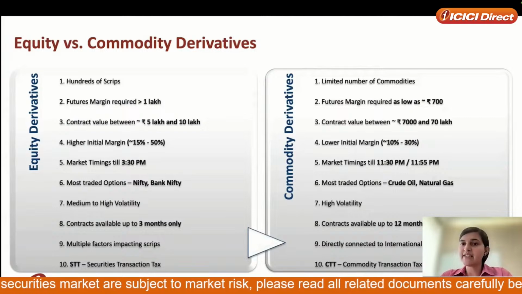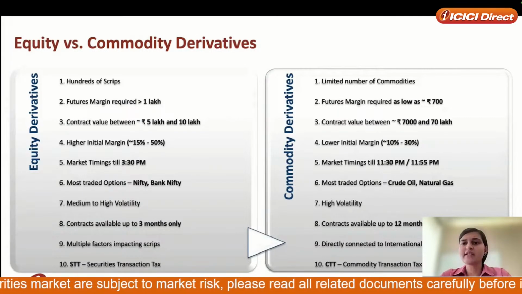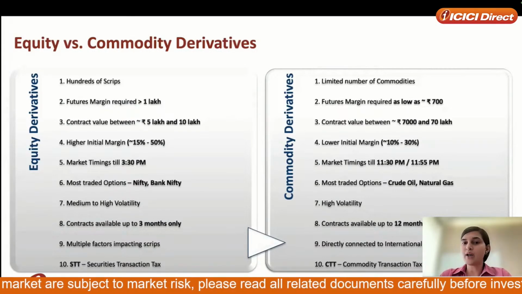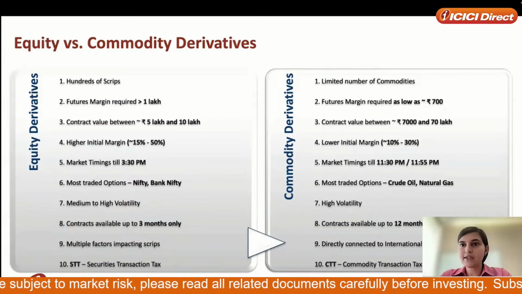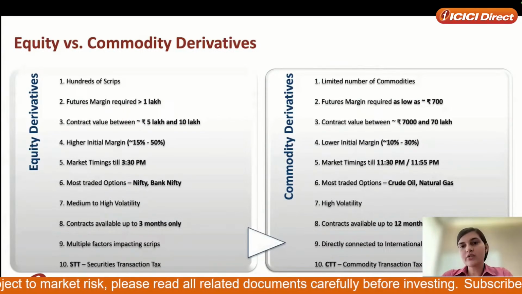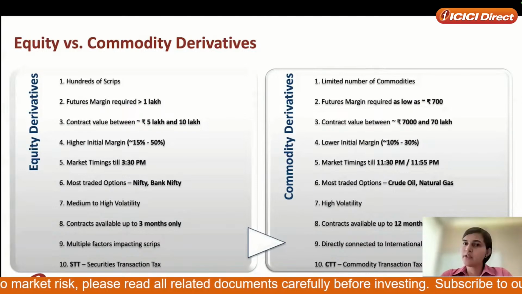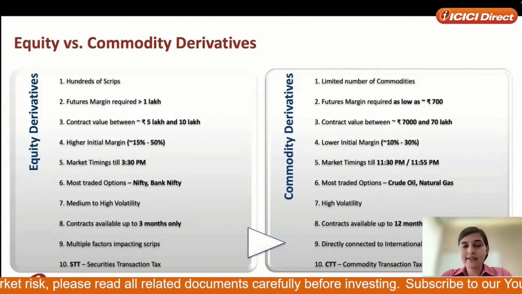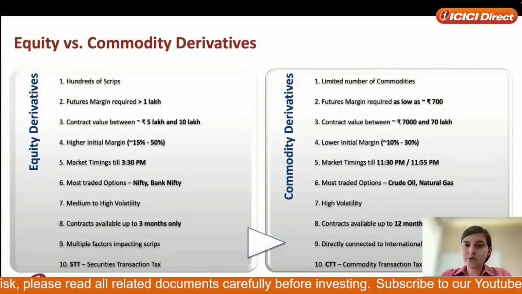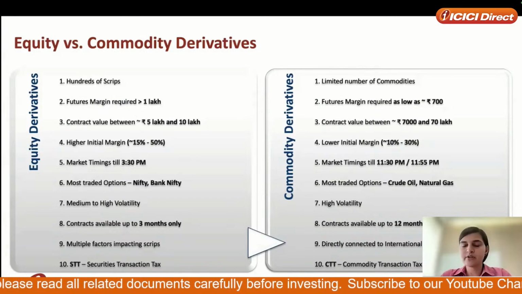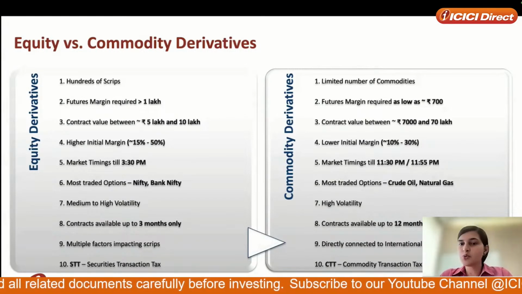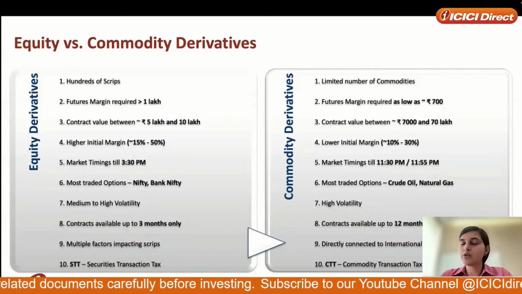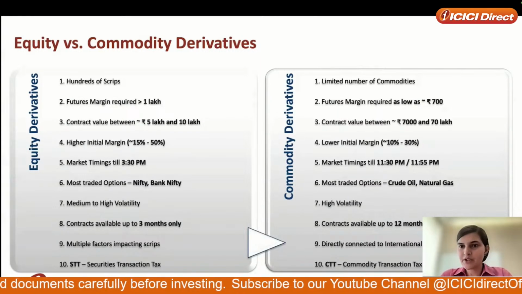Margin required in commodities is as low as less than 1,000. Why? Because you have smaller contracts available, like for gold, you have gold petal and gold guinea. A small contract is 1 gram of gold, so your margin requirement would be less as the lot size is less. Contract value is also smaller because you have small lot sizes available here. Margin requirement is between 20 to 30%. For gold, you'll have to pay approximately 10% margin.